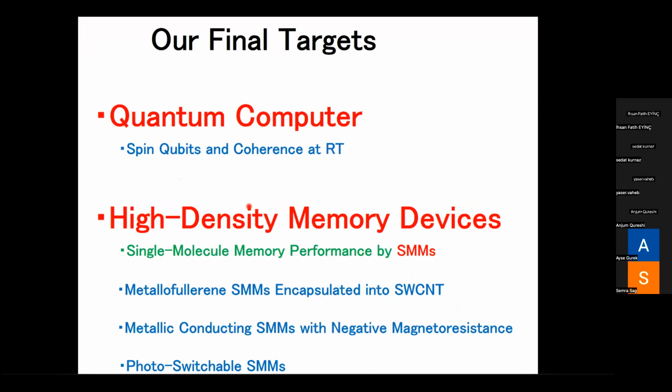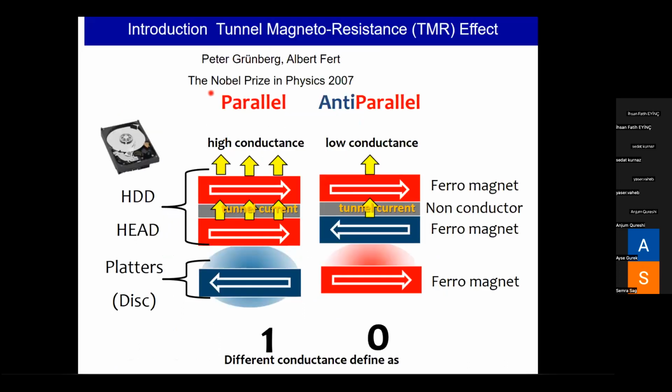The first topic is the single molecule memory performance by the single molecule magnet. We put the information into the single molecule magnet, spin up, spin down, 0, 1, 0, 1. In this case, we use tunneling magnetoresistance, TMR.